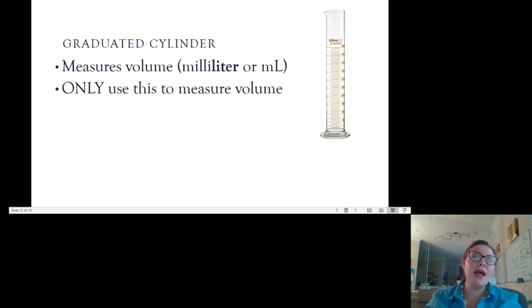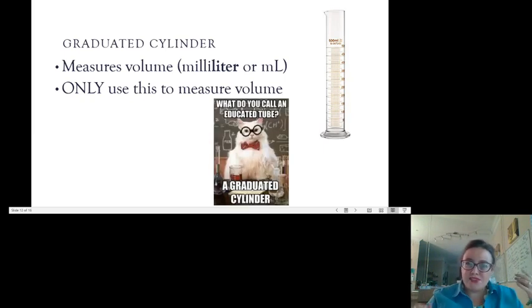And so we measure volume in a graduated cylinder. This tool is the most accurate tool. So don't grab a beaker, don't grab a flask, don't grab a test tube. You want the graduated cylinder, the one that has the numbers on it. A lot of times it's milliliters. If you are dealing with a really big volume, it'll be in liters, and we'll talk about the difference in the next section. And again, this is the only one that we use to measure volumes. So what do you call an educated tube? A graduated cylinder.